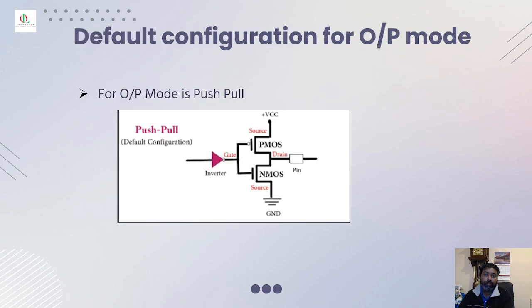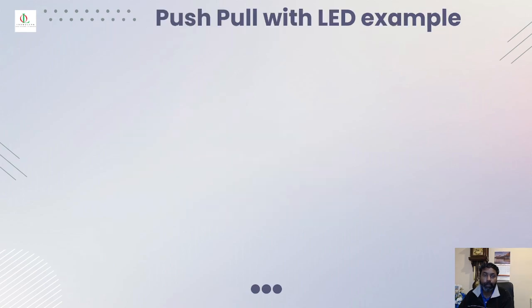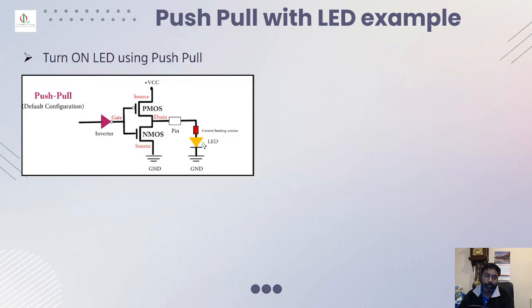The default configuration for output mode is push-pull. It is the default configuration because the output can be either 0 or 1, and that's where you mostly use push-pull. Now we're going to see push-pull with an LED as an example. We just saw open drain. Now, how will push-pull be effective with an LED as an example.